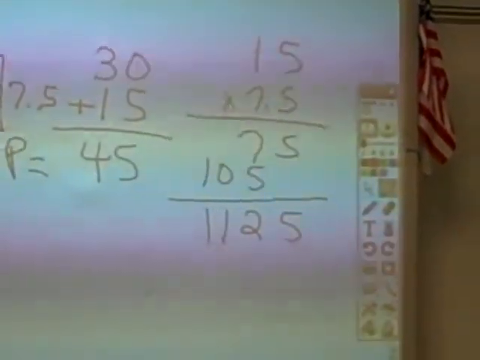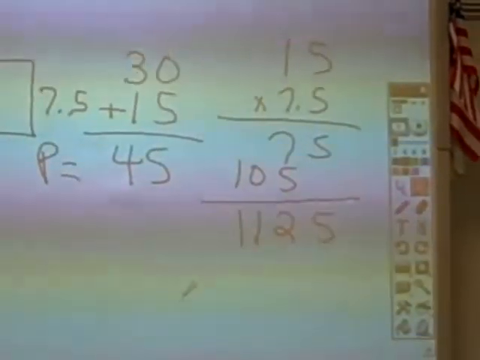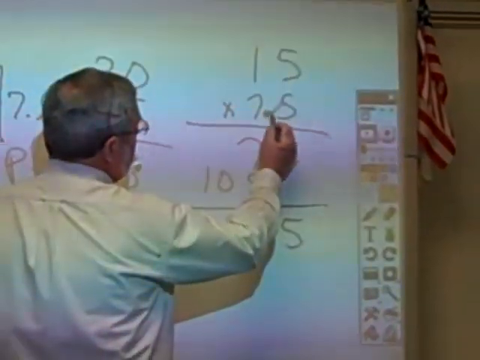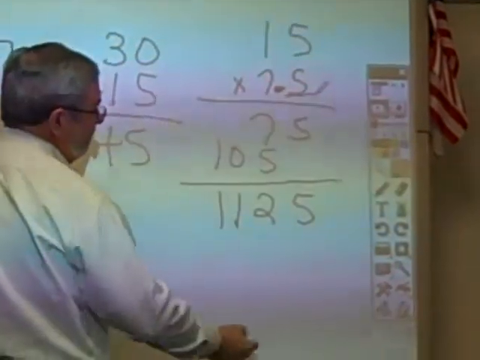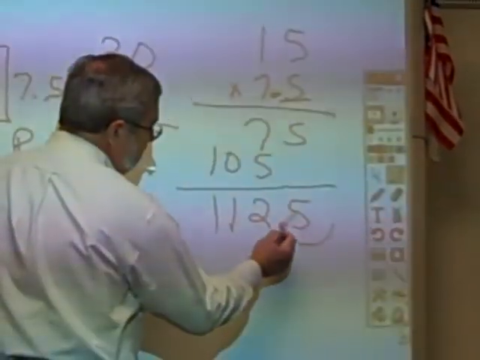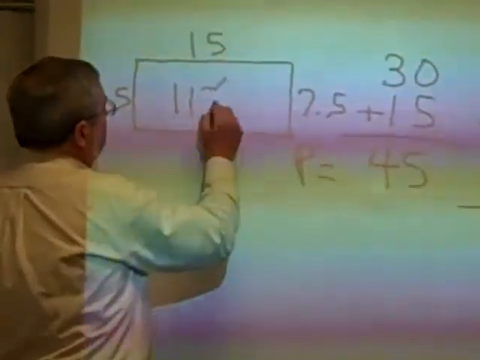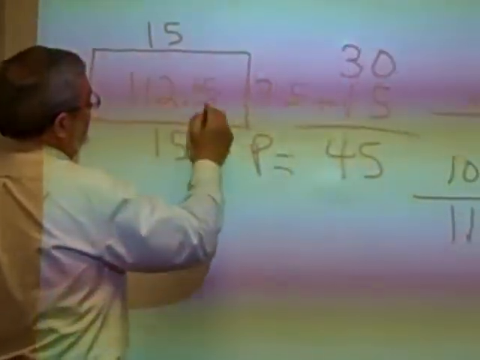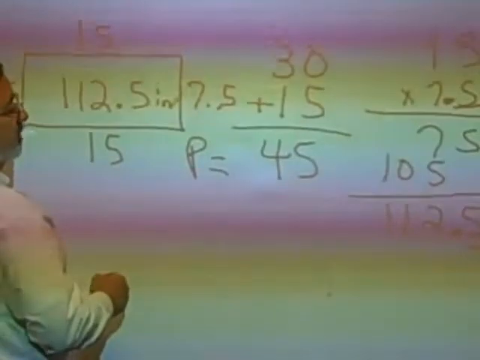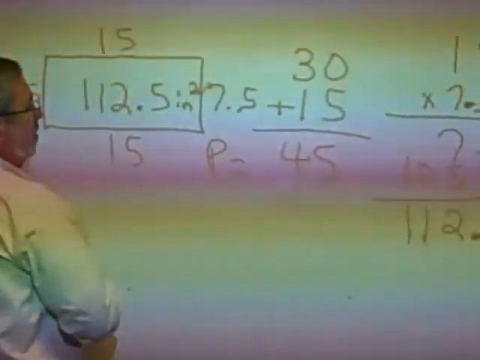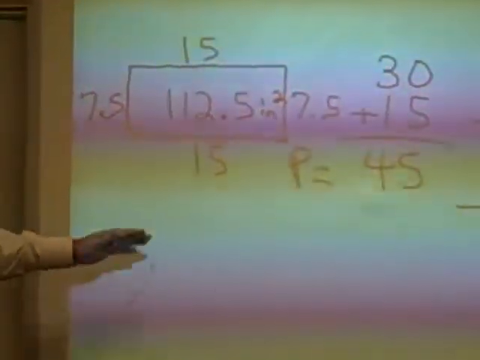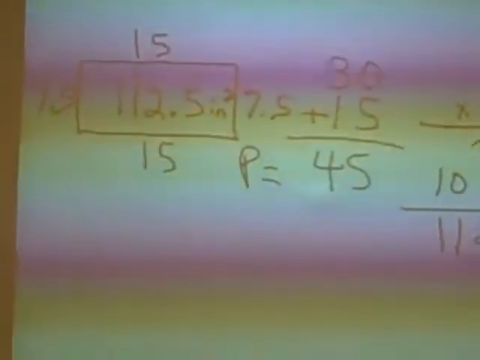I get 1125, but remember this time we're dealing with decimals. I've got a decimal point right here, one digit behind it, so I have to back up and mark it off right here. So this figure would have an area of 112.5 inches. Remember to put inches squared, because we're talking about square units that will fit inside this figure.